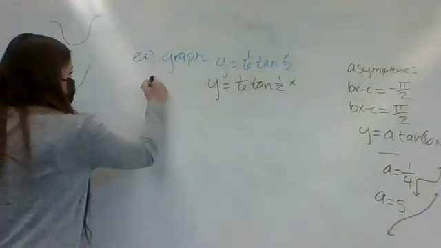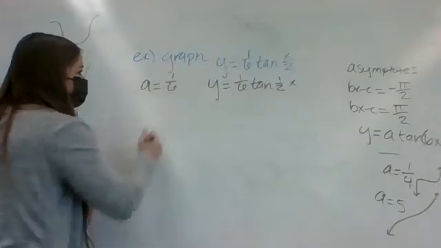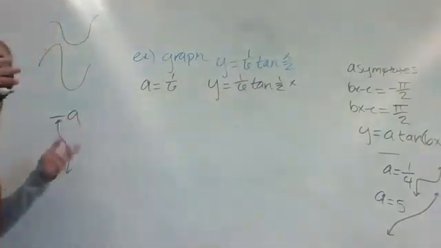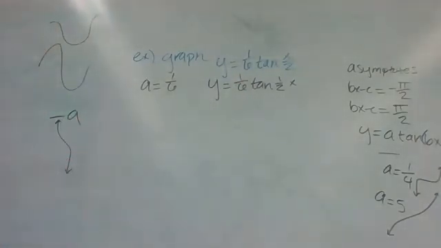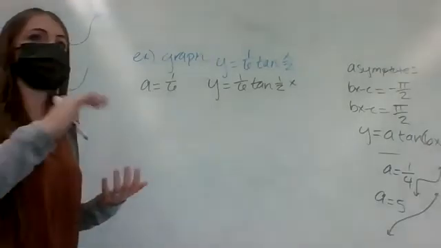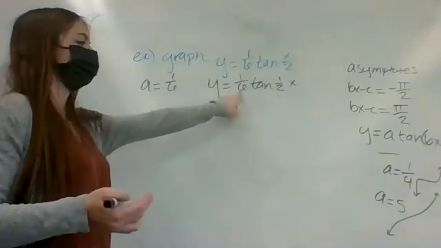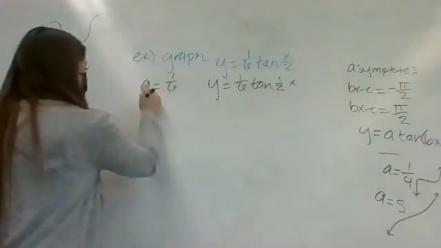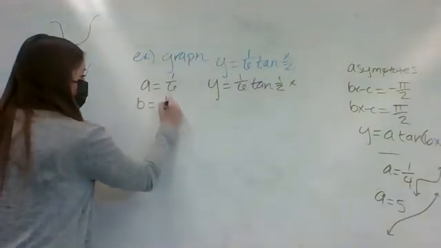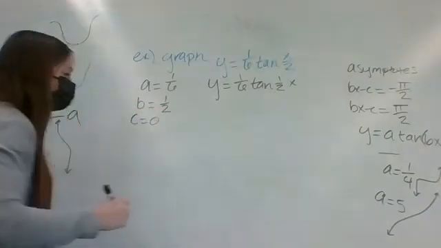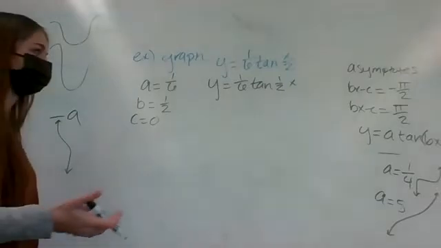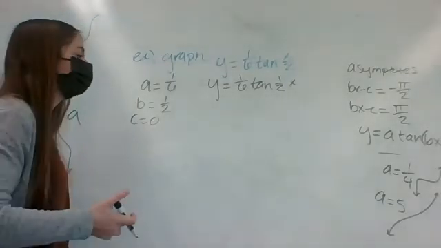This allows me to see that my a value is 1/6, because a is always what's directly in front. What's nice is the way that these are written does not change: the a value will always be in the same place for all six of them. So a is always directly attached to the trig function, and b is always directly in front of the x. So my b value is 1/2. We're not talking about c values, but we need them for our asymptote. For that, it's going to be 0, since there's nothing in parentheses added on here.